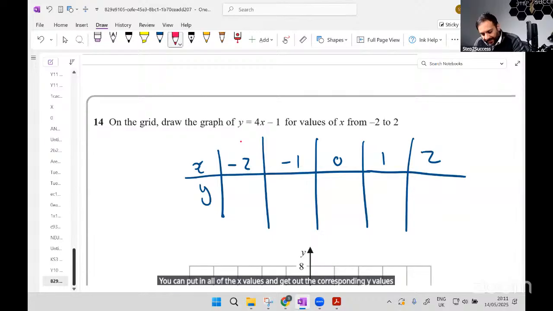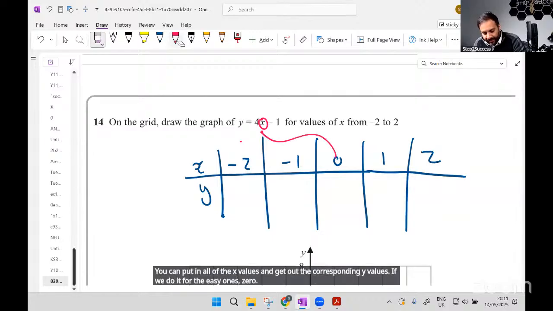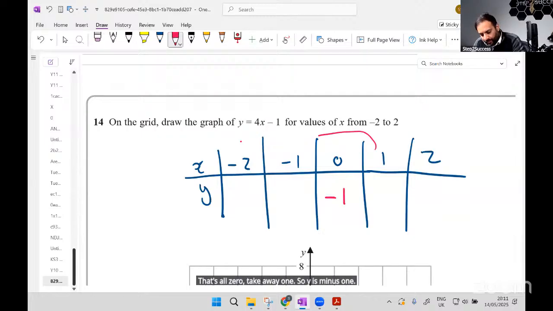If we do it for the easy ones, if we put x as 0 in there, that's all 0, take away 1. So y is minus 1. When x is 1, it's 4 times 1, which is 4, take away 1, which is 3. This is going to be 7. This is going to be minus 5. This is going to be minus 9.